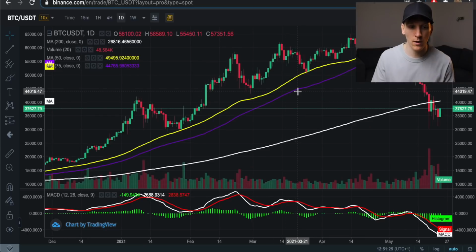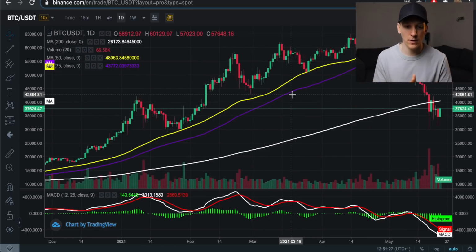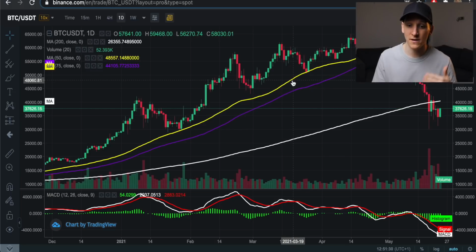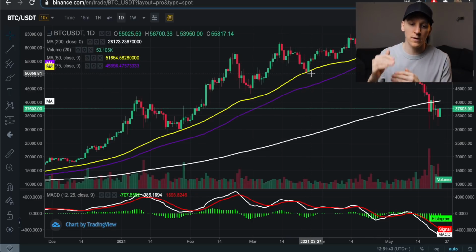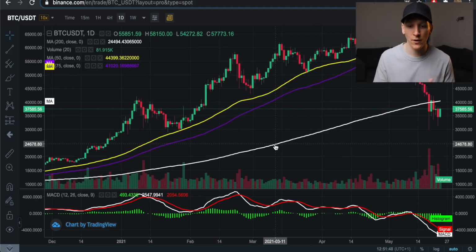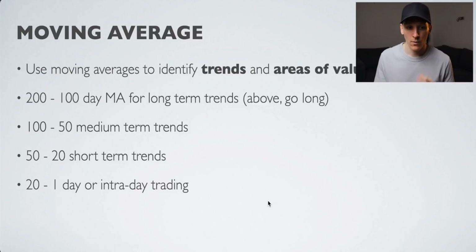And then you can see the purple line right here is the 75 period moving average. I also have a yellow line, which is the 50 period, and then the white line, which is a 200 period. Obviously, the shorter your time periods, the more closely it will match the actual prices on the graph. But you can see right here, the 200 day is much more smoothed out. And so shorter movements in the price up and down, it's not going to track that as closely. So it gives you a more smoothed out number of periods. Now, why would we use this? Well, as you can see here, using moving averages to identify trends is really important, and also areas of value.